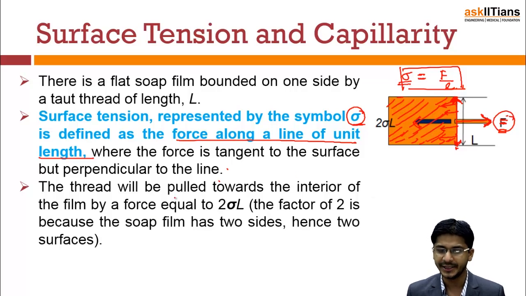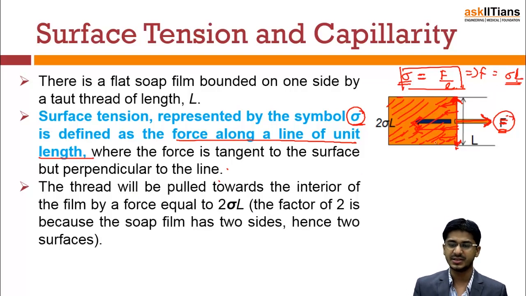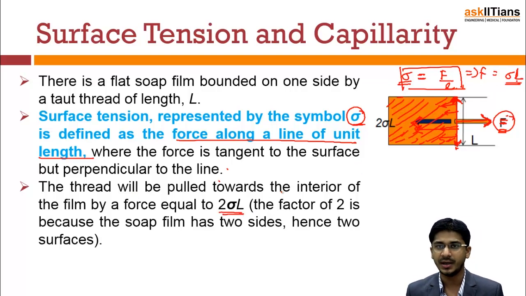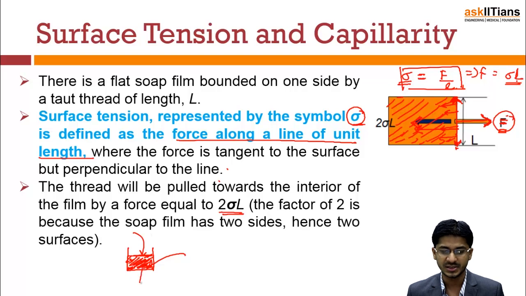Now if you see here, the thread will be pulled towards the interior of the film. This will give you a force sigma into L. It is being pulled in this direction with sigma L, but in this case it is actually 2 sigma L. Why 2 sigma? It's because the soap film actually has 2 surfaces. One is what you see from the top, and another is from the flip side. If you see from this side of the plane, inside the monitor, and whatever is observed from the side behind the monitor, from both sides there is a surface.